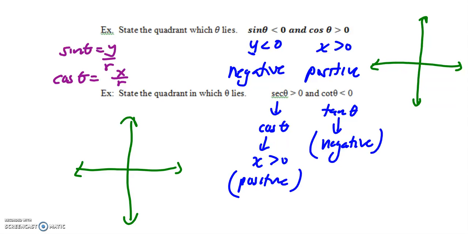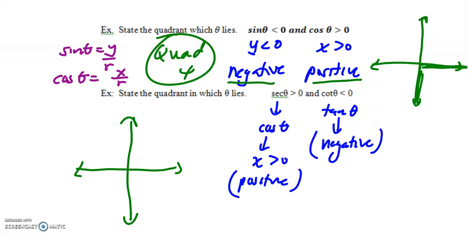What you're really asking yourself is where is sine or y negative and where is x or cosine positive? Well, the quadrant where x is positive but y is negative is quadrant 4.